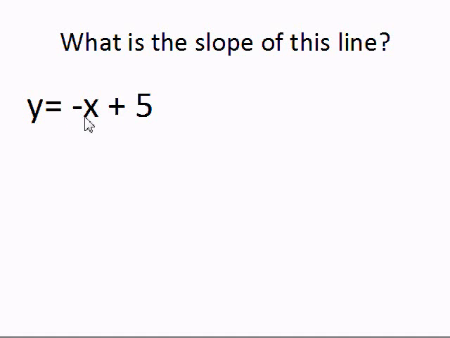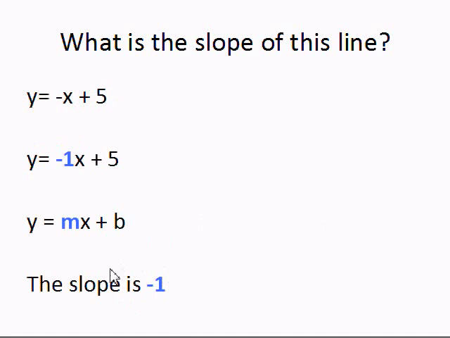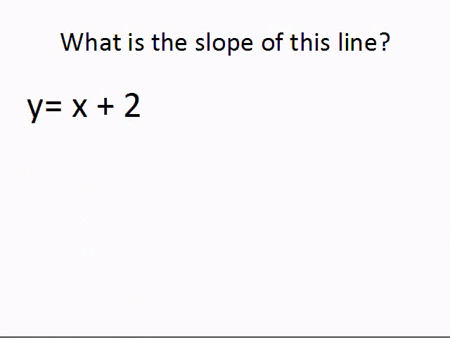For this one, you have a negative in front of the x, but it doesn't list a number. It's understood that your coefficient of x is a 1 if it's not listed. And since there's a negative in front of it, it's like having negative 1x plus 5. So, for this equation, the slope is going to be negative 1. So if you see a negative in front of x, you just need to know that the slope is negative 1.